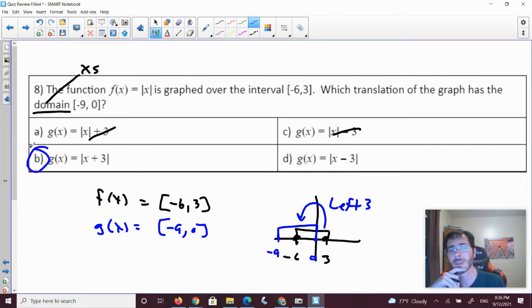So the one that actually represents left 3 is going to be x plus 3. Again, that one might not be as intuitive, and you might say, well, I have to subtract 3. But remember, if I'm going to the left 3, that's a plus sign inside the equation. So we got to be really careful with this one. That one can trip some people up.